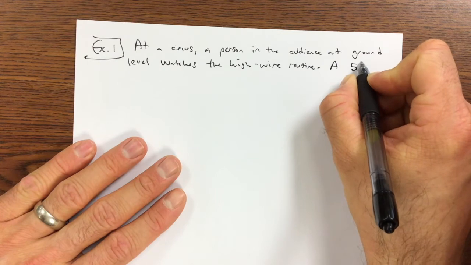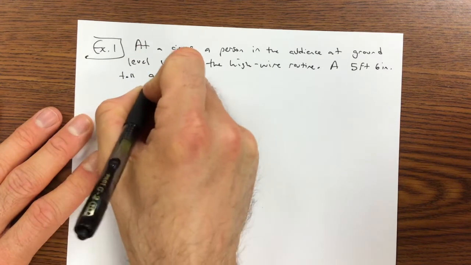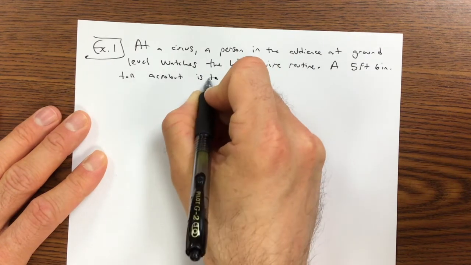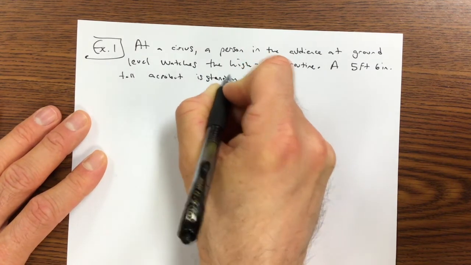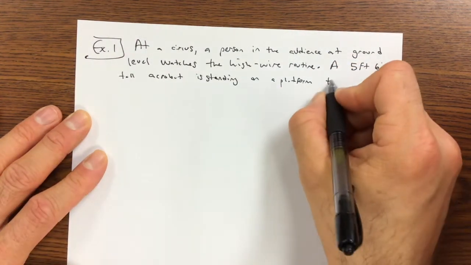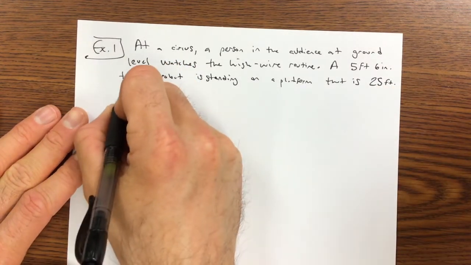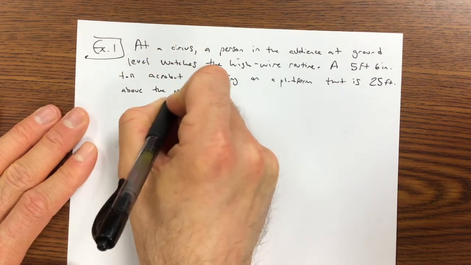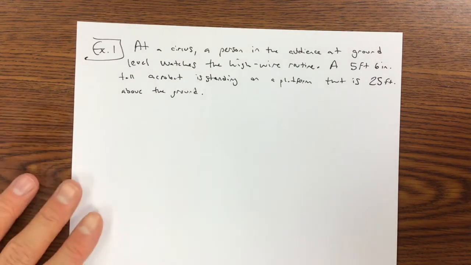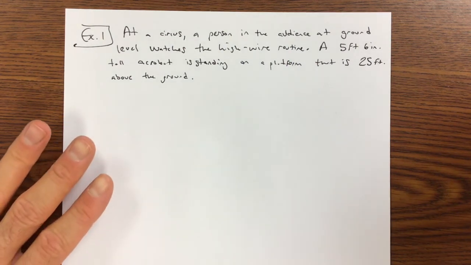A 5'6" tall acrobat is standing on a platform that is 25 feet above the ground. Don't worry, we're going to draw a picture. Every word problem needs a picture. That is 25 feet above the ground.